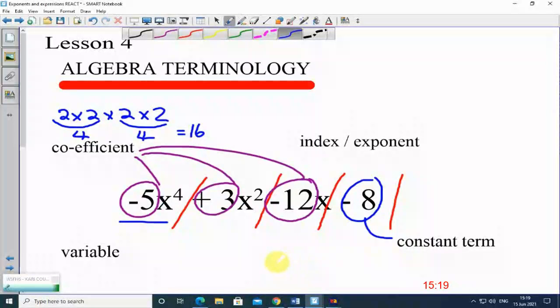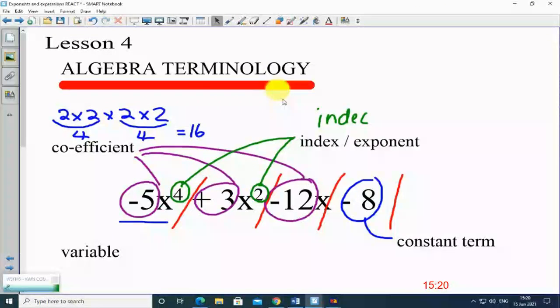Then we've been working quite a lot with index, the word index or exponent. Mostly we use the word exponent. So I'm going to highlight the 4 and the 2. These are each called an index or an exponent. If we want to use the plural of index, it is written as indices. We'll just say an index or an exponent.